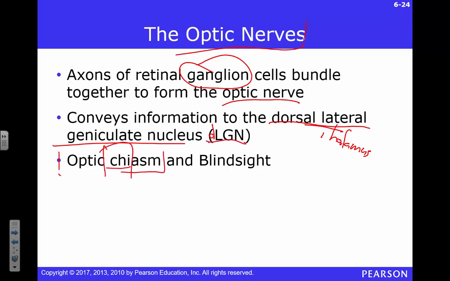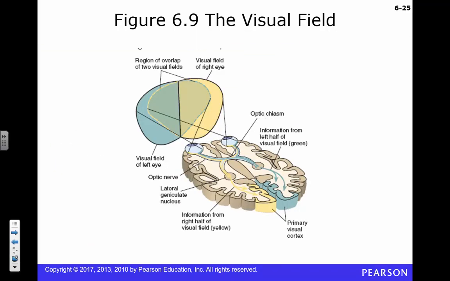Anybody in a fraternity, sorority, or just a group of nerds who love the Greek alphabet? Chi is the Greek letter for X, right? And so we're having that crossover, not a big deal. I think I'm going to skip blindsight for today. We may not talk about blindsight. We might. You should read about it at least.